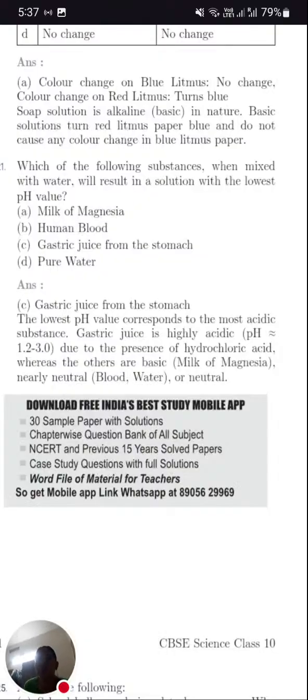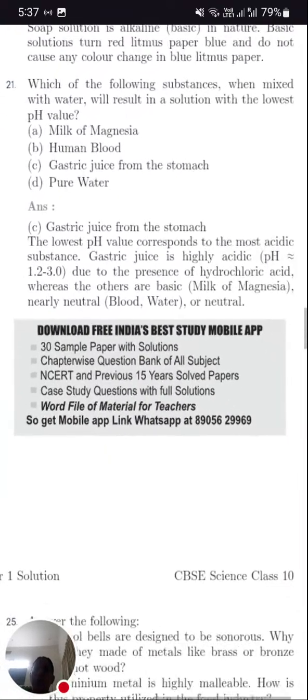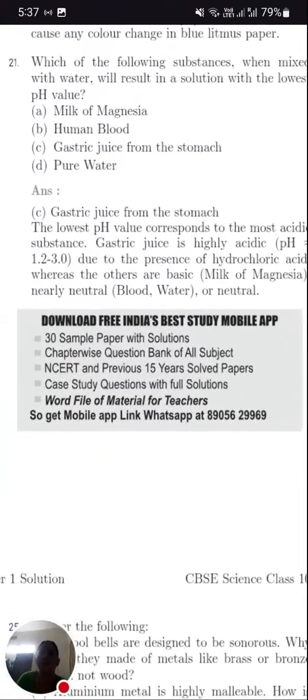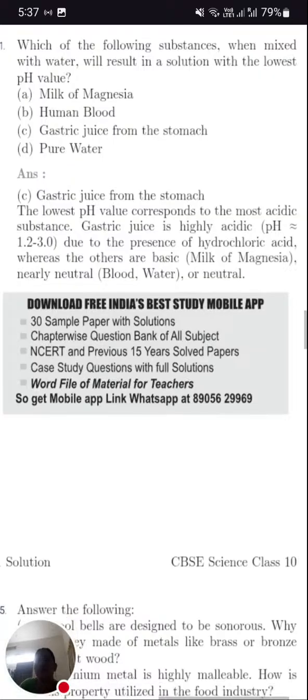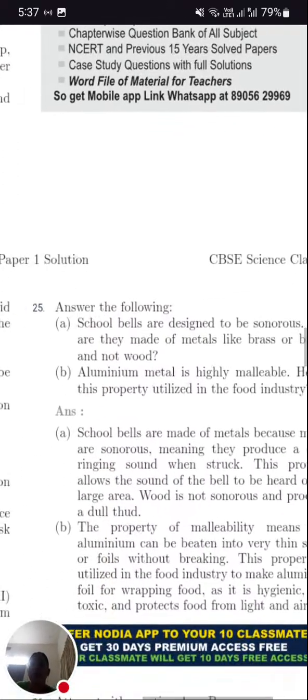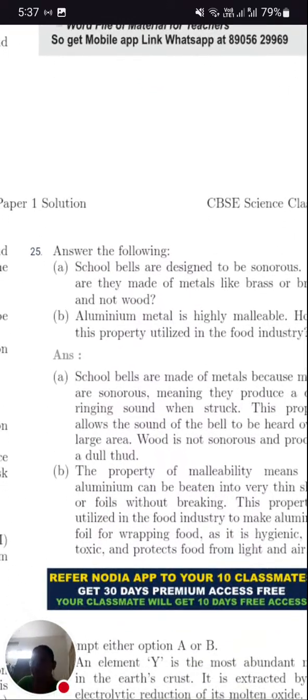So its pH range is 1.2 to 3 due to the presence of hydrochloric acid, whereas milk of magnesia is basic, and blood and water are nearly neutral. Blood is a little acidic in nature. Okay, now the next question, the 25th one.